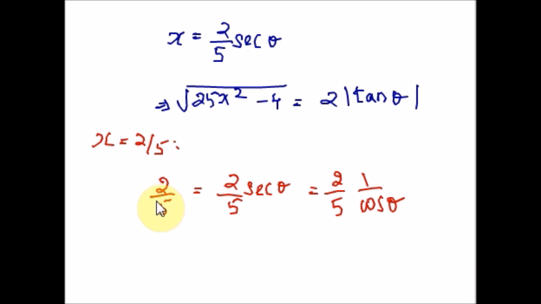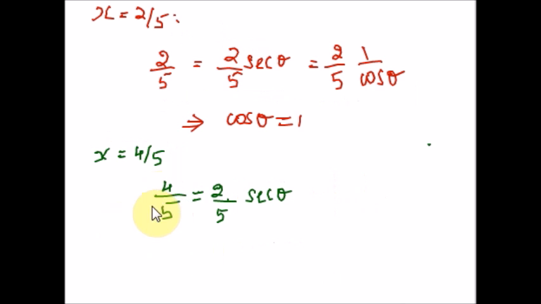You have 2 over 5 on both sides. So if you multiply the entire equation through by 5 over 2, this will get cancelled out. And if you cross multiply, you will get cos theta equal to 1. Am I right? Same way, let's try the other limit, x is equal to 4 over 5. Just plug in x equal to 4 over 5 here and solve for cos theta. Here we have different numbers. I'm going to multiply this equation throughout by 5 over 2. So the 5s get cancelled out and here you'll be left with 2. Now just cross multiply, shifting cos theta here and 2 here. So cos theta equals 1 over 2 when x is equal to 4 over 5.